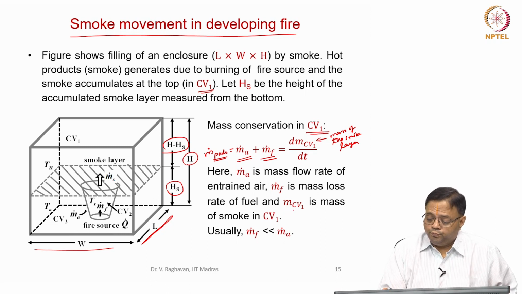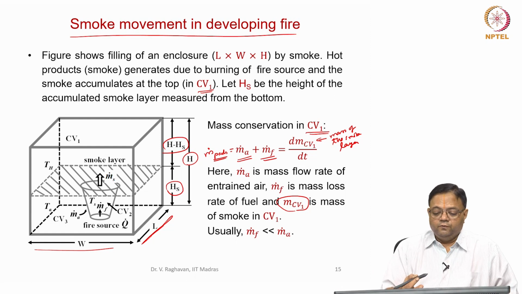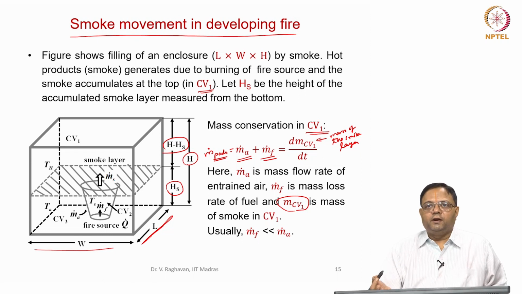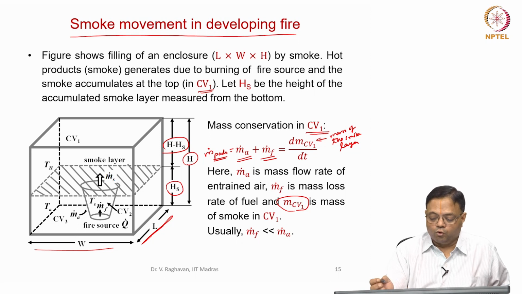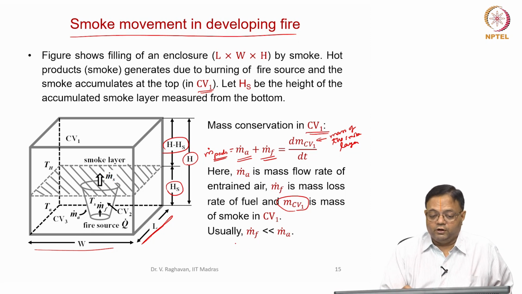mass in the CV1 will have the product mass, which is going to increase as time propagates because of accumulation. Nothing is going out, or if something goes out, it may reach a value. It may actually decrease, as the smoke goes out. Anyway, that also can be accommodated here. But in this, we are talking about accumulation.